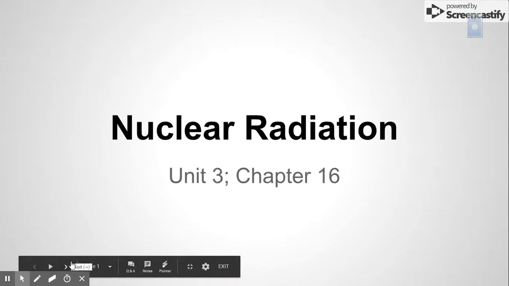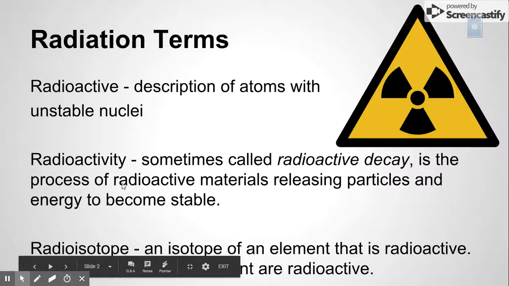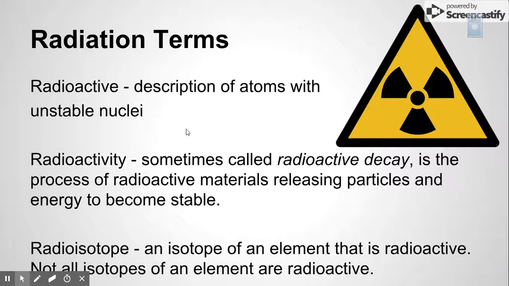So we're going to be discussing nuclear radiation. Here are some of the things you should have found out today. Radioactive very simply means it's something that has an unstable nucleus. If you'll remember, there are protons and neutrons in the nucleus. It turns out that when the nucleus has certain combinations of protons and neutrons, they're unstable, and what they'll do is release particles and energy to become stable.